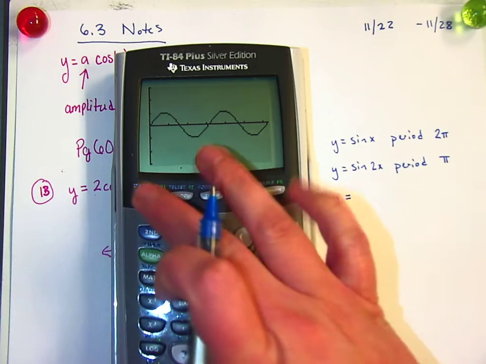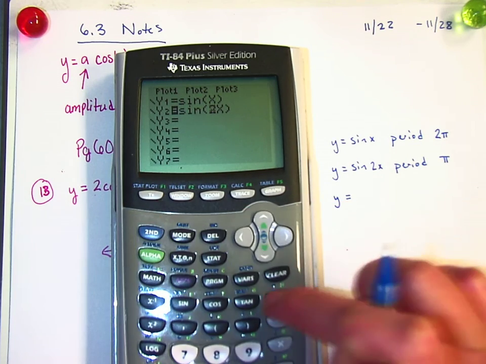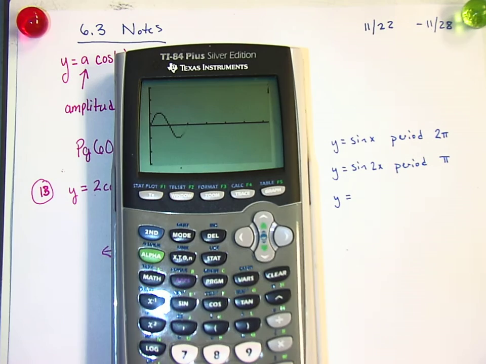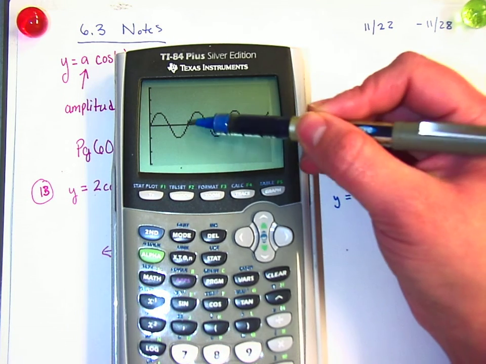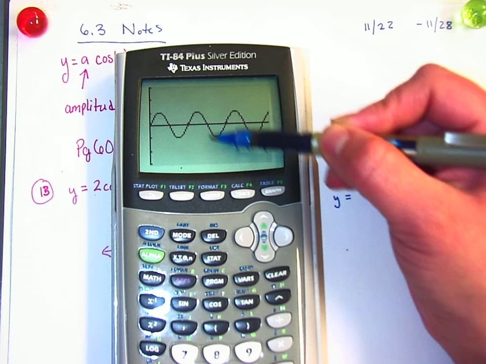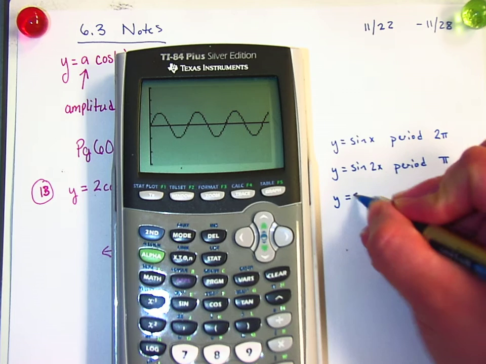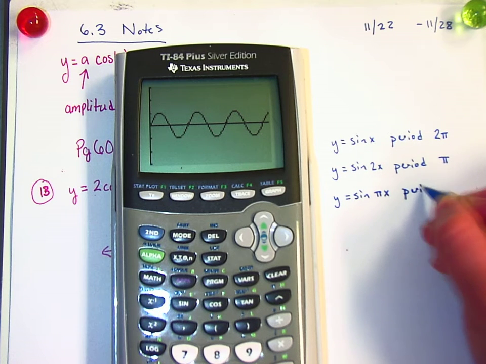Okay, let's try a different one. Let's try this time the sine of pi x. Looks like that one's going right through those decimal places. Looks like one period is just 2. And then another period at 4, another period at 6. So if I have the sine of pi x, my period is 2.